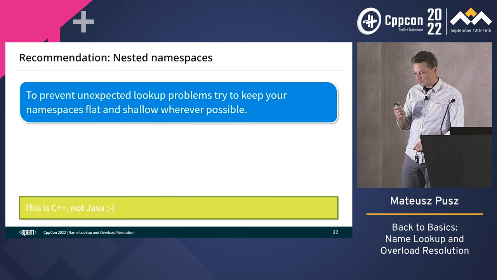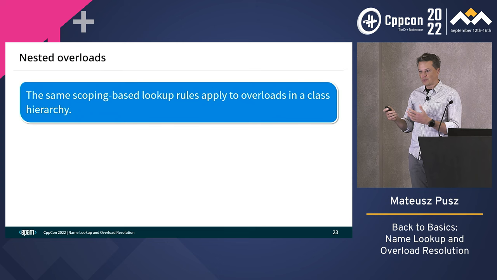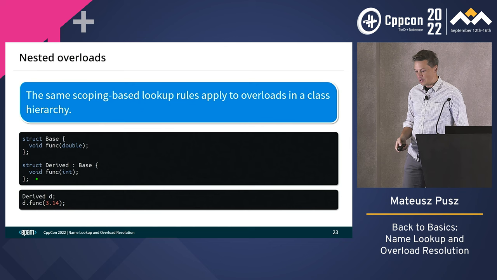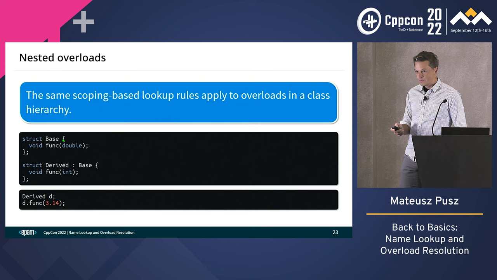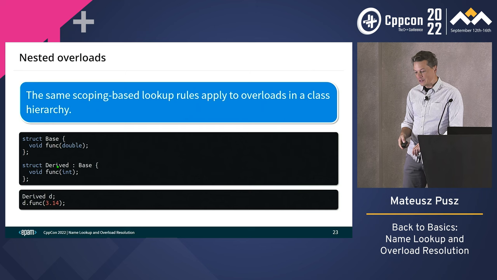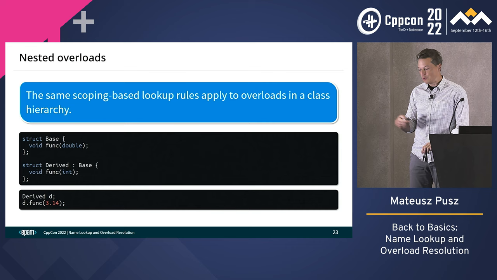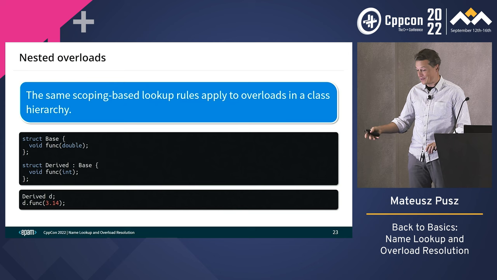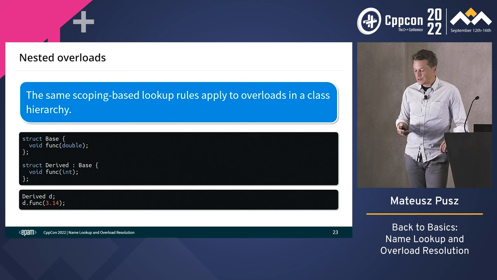The same scope-based lookup rules apply not only to namespaces, but also to classes. So if you have classes, basically the same rules are here. If you're calling on the derived type, we are calling func, that's type double. Only this function will be visible, and this one will be hidden. Of course, you can import, let's say, this function by using a using directive here, and then both will be visible, and you can have a proper overload set. But you have to do some additional actions in order for the other functions to be visible, unhidden. So this is how it works also for classes, not only namespaces.